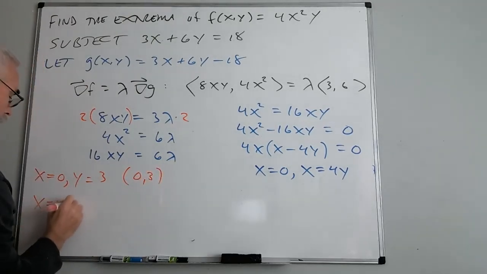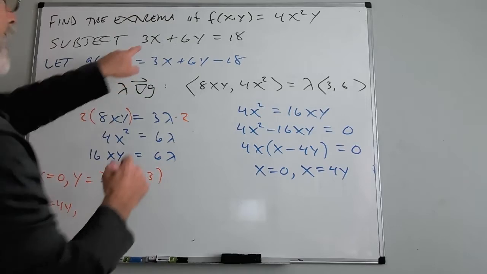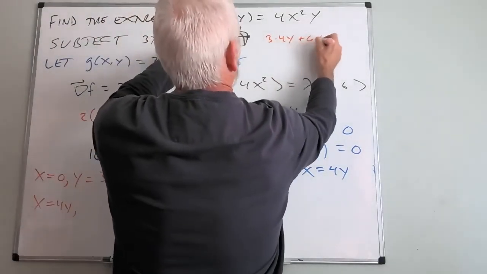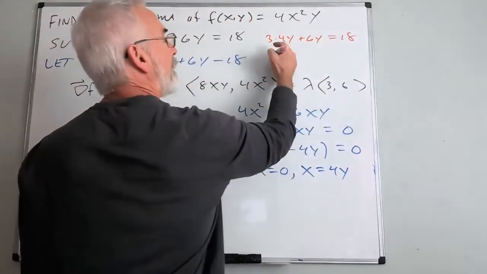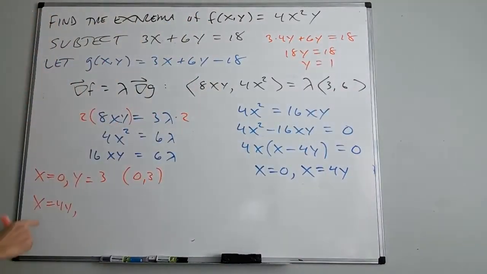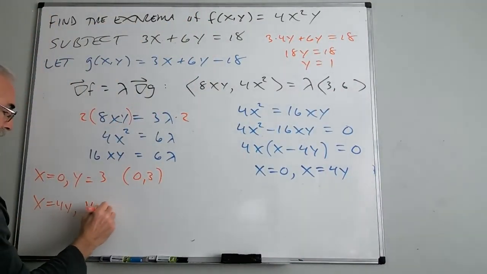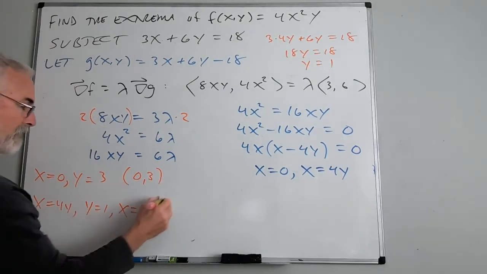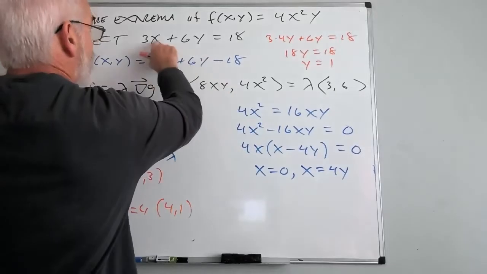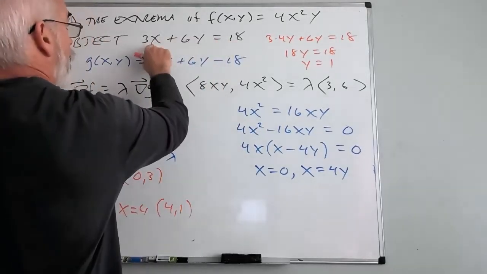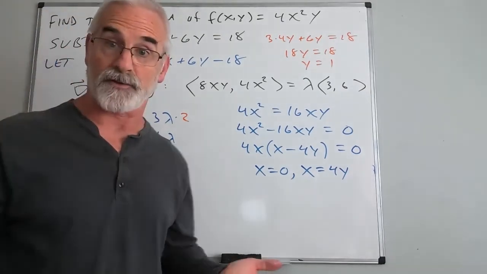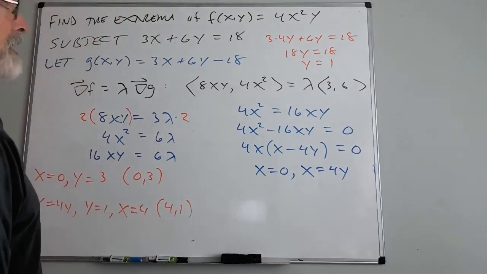If x is 4y, well, let's go back to here. Then I'd have 3 times 4y plus 6y equals 18. That's 12y plus 6y, 18y equals 18. That would give me y equals 1. So if x is 4y, then y equals 1 and x would equal 4 times y. So my ordered pair would be (4, 1). Now quick check, (0, 3), yes. (4, 1), yes. So the two ordered pairs that are going to produce potential answers are (0, 3) and (4, 1). Now what am I going to do with them?